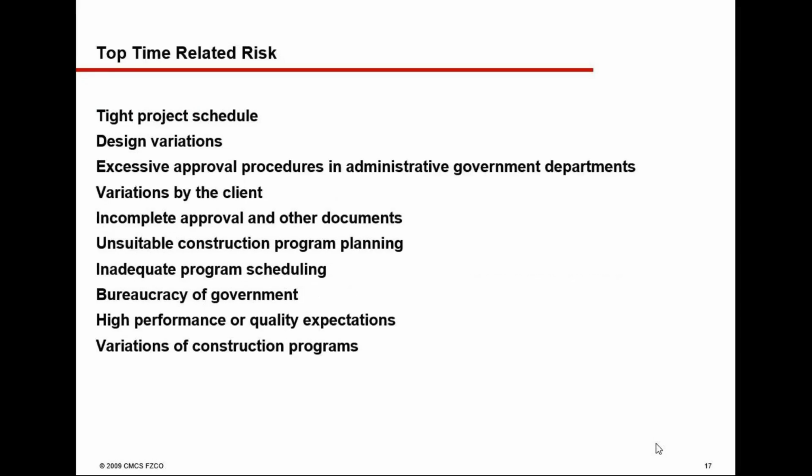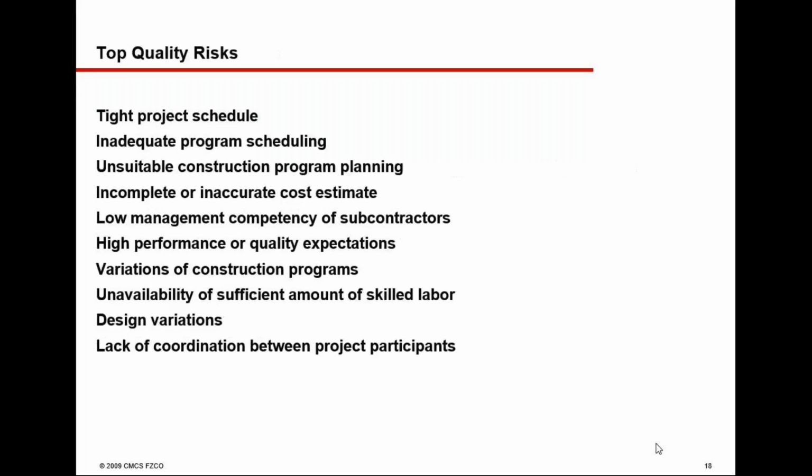What are the top time related risks? Tight project schedule, design variations, excessive approval procedures, variations by the client, incomplete approval and other documents, unsuitable construction program planning, inadequate program scheduling, then bureaucracy of the government, high performance or quality expectations, variations of the construction programs.